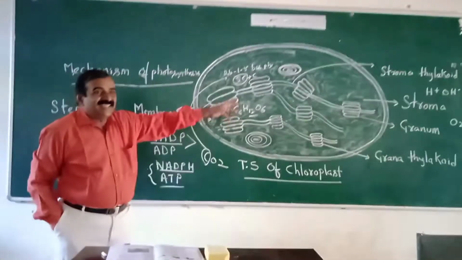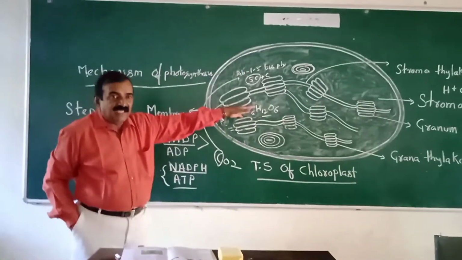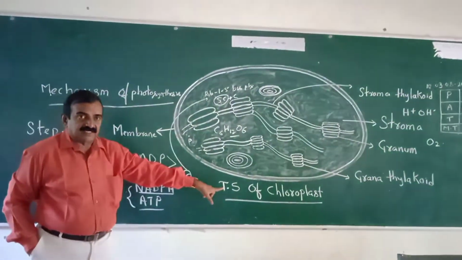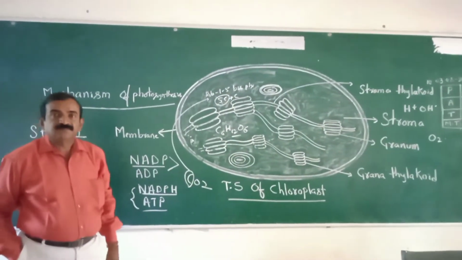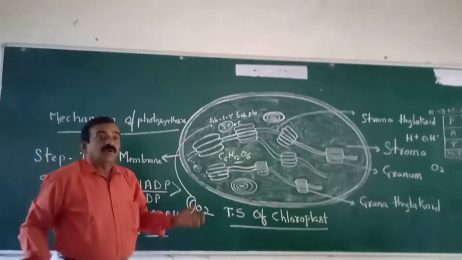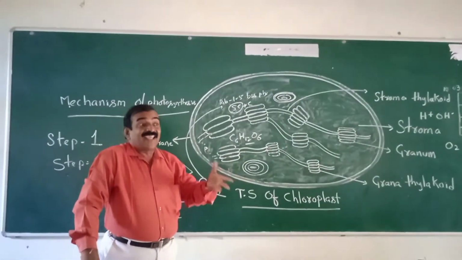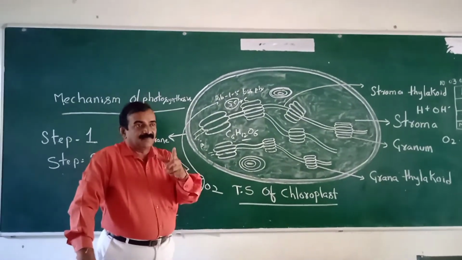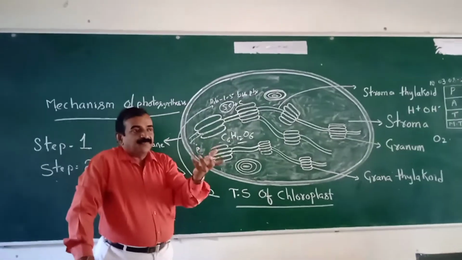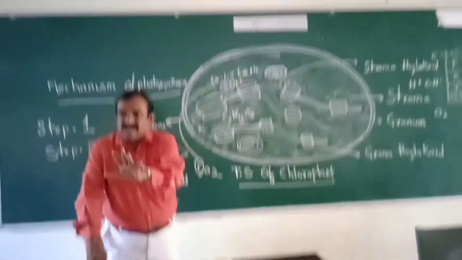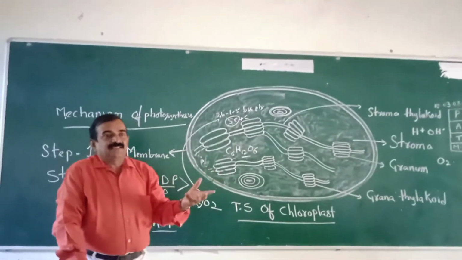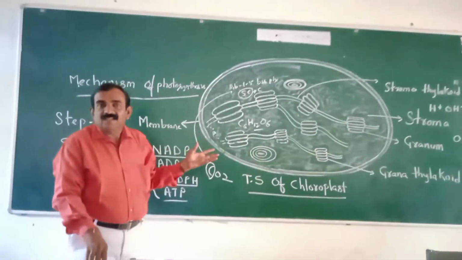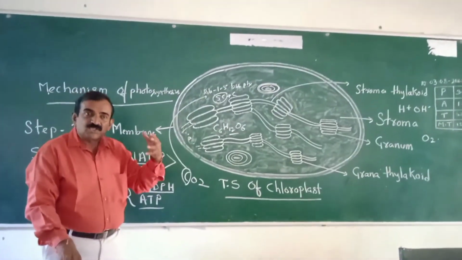Here, what is the diagram I drew? Green board. That is chloroplast. Yes, excellent. TS of chloroplast. Where does light reaction take place in chloroplast? Grana. Come on, say loud. Grana. Light reaction takes place in grana. Where does dark reaction take place in chloroplast? Stroma. Yes, dark reaction takes place in stroma.